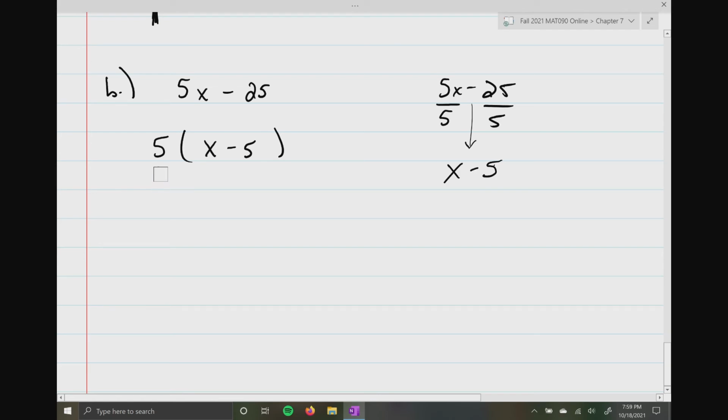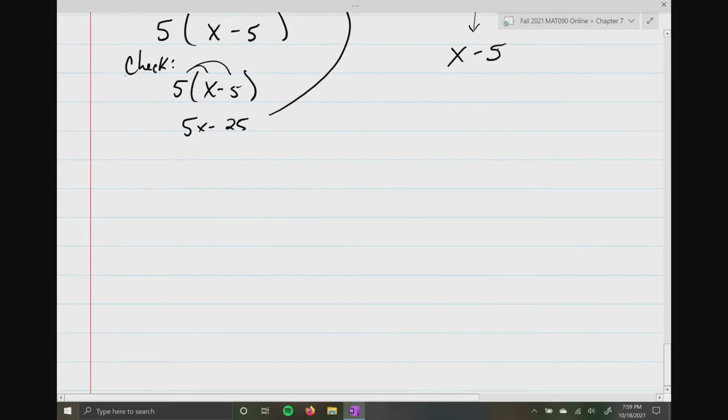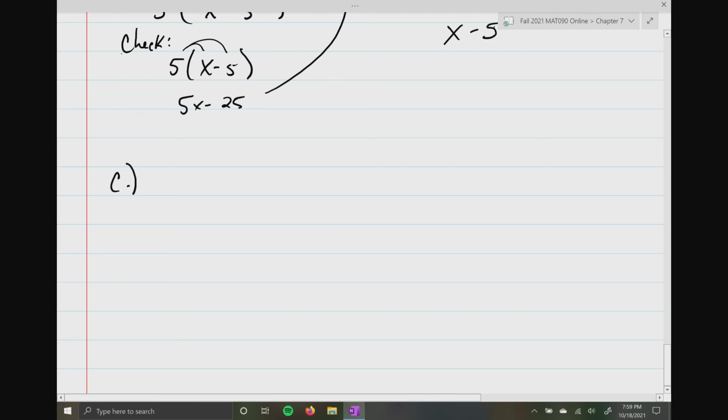If you need to, you can always check yourself by distributing. So 5 times the quantity of x minus 5, if I distribute, I get 5x minus 25, which is exactly what the original problem was. All right, so now we're gonna step it up here a little bit, okay? Please do not make this mistake. If you understand the process that we're using, you'll never ever make this mistake.